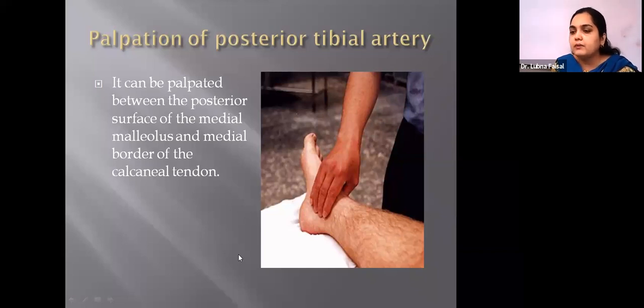All muscles of the posterior compartment of the leg help in plantar flexion of the ankle joint, except the popliteus muscle, because it does not cross the ankle joint. It helps in flexion of the knee. Any more questions related to the topic?